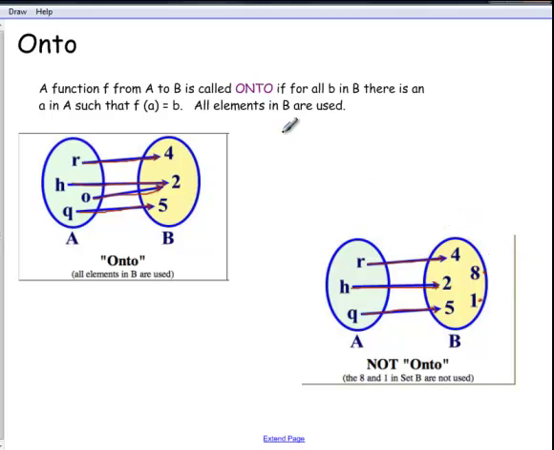And we always work with the range. We want to see if all the range is being used. In here, we only had 3 people in the range, 4, 2, and 5, and they were all being used. Somebody was onto them. Here, we have 4, 2, 5, 8, and 1, and 2 of them are not being used, the 1 and the 8. Nobody's onto them. So if you don't want to think about it as a team, think about it as getting away with something. Nobody's onto them. Nobody sees that they're hiding there. All right, so however you want to remember onto.